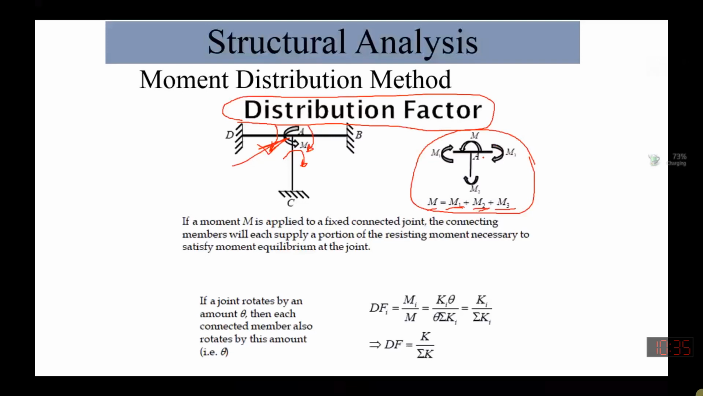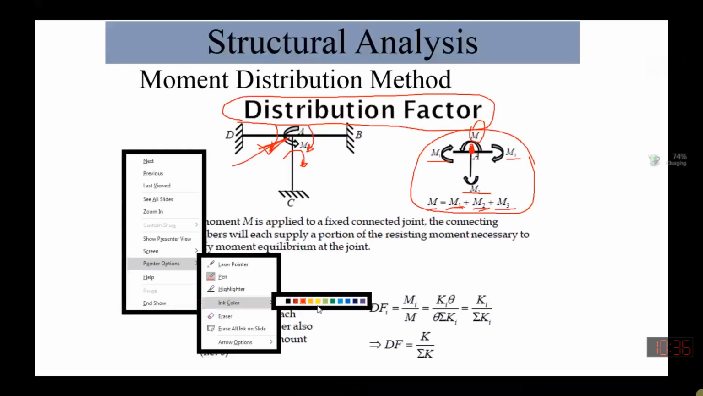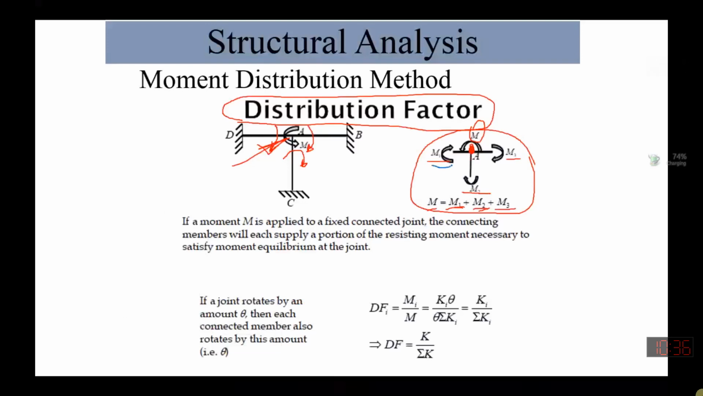Once we say that our joint is in equilibrium, it means the total moment at this joint should be equal to the sum of the individual moments. So how can I say how much moment is distributed to this member, how much moment is distributed to this member, and how much to this member, out of the total? Can anybody tell me?